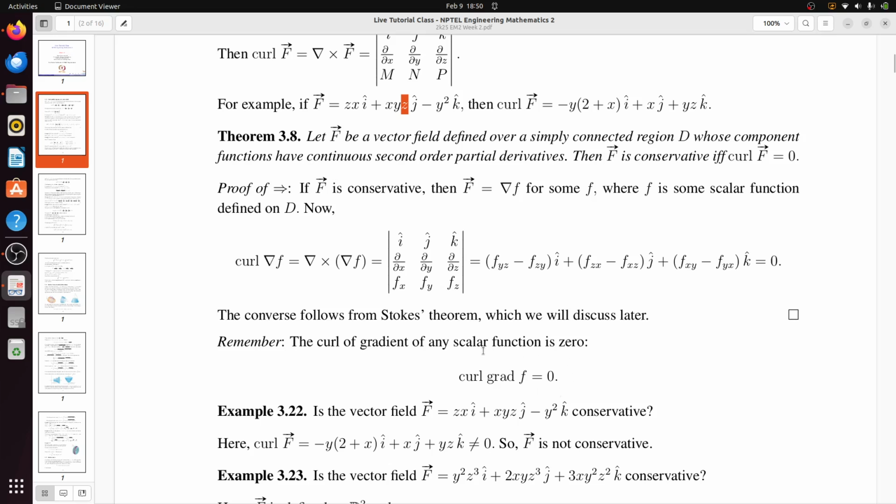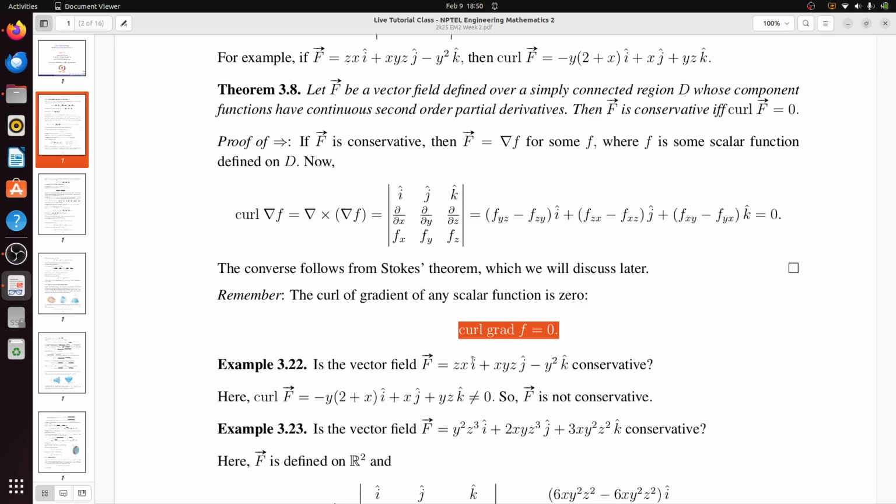So here we also get one identity. The identity is curl of grad f equal to 0. So please remember this: if you have a scalar function f, then curl of gradient of f will be 0. Now is the vector field F, zx i plus xyz j minus y square k cap, conservative? You observe that curl of F is not equal to 0. Your curl of F is minus y, 2 plus x i cap plus x j cap plus yz k cap, so F is not conservative.